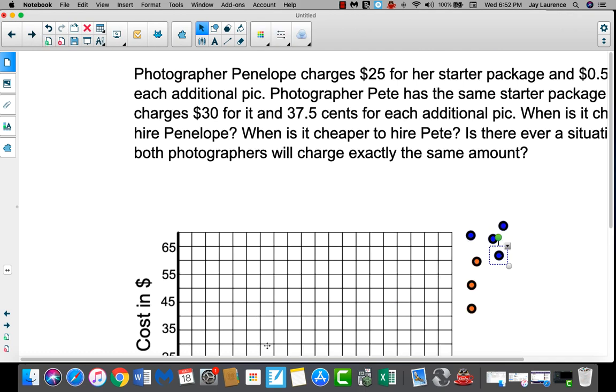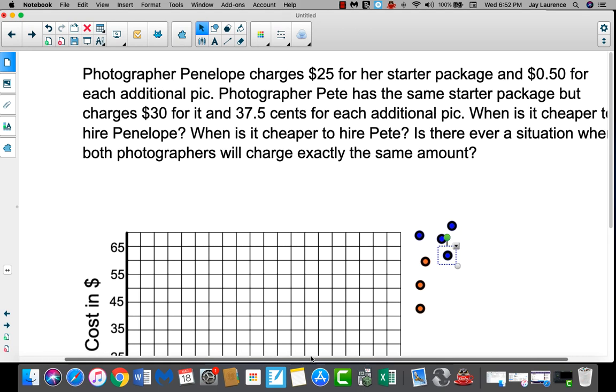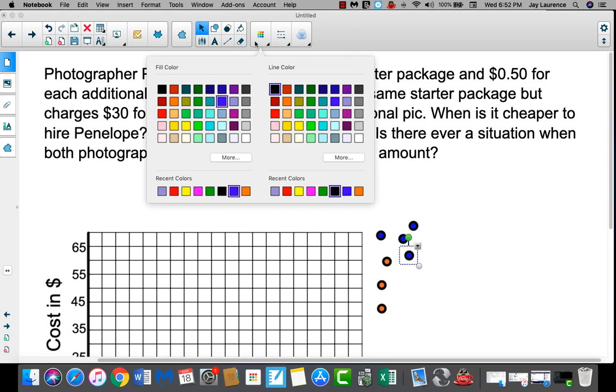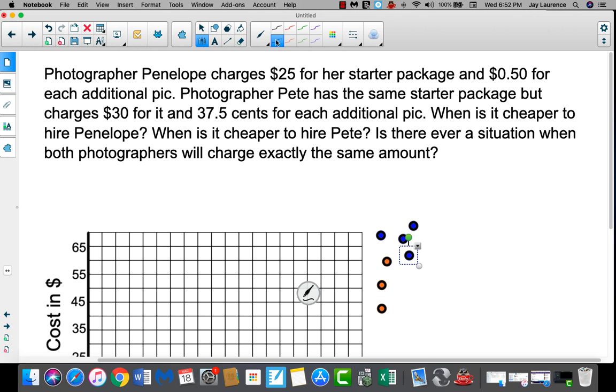All right, let's take a look at a story problem here. It says, photographer Penelope charges $25 for her starter package and 50 cents for each additional pick. Oh, wow, I got an equation right there, right? Did you hear that equation? Let's see here. So I got Penelope. I'm going to do Penelope in red. Okay, Penelope will be in red. And it's going to be y equals 50 cents x plus 25, right? Okay. And then Pete, I'll do Pete in blue.